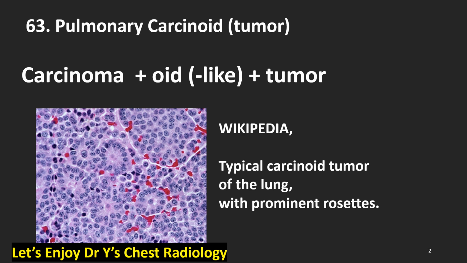Carcinoid tumor is sometimes called just simply carcinoid. As we can imagine, the name carcinoid came from the word carcinoma plus oid plus tumor. So the name is carcinoma-like tumor. The histopathology on this slide is the feature of a typical carcinoid tumor of the lung showing many prominent rosettes. This is from Wikipedia.